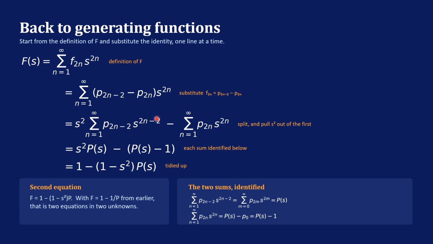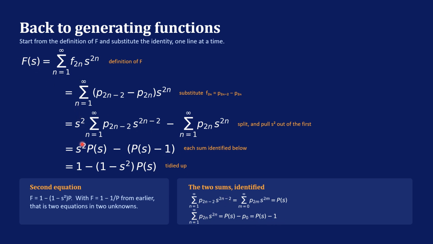Now we have this form here. I have a little note on the bottom also. This is actually p of s, this term in here. Then this side is easier in the sense that we don't need to factor out any s, but the first term is missing from this. So this is really p of s minus 1. P sub 0 is 1. And I note that down here.